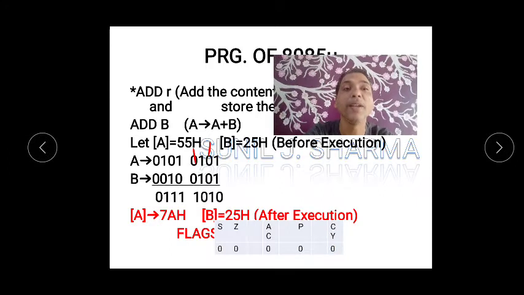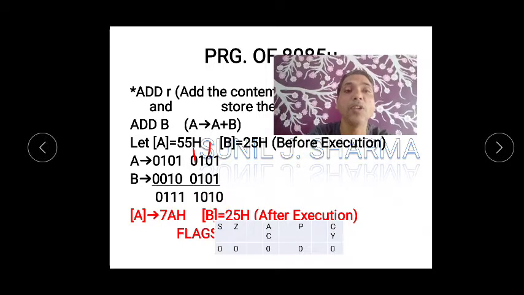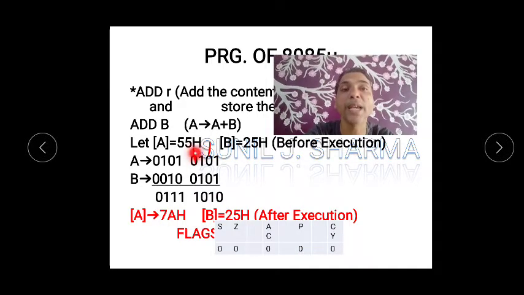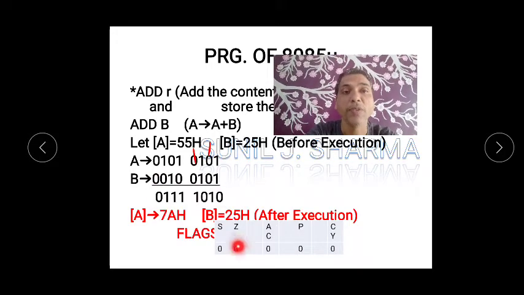Parity means you have to count the number of ones. Can you see this is 3 plus 1, 5? 5 is an odd number, that's why parity is 0. Auxiliary carry means if the carry is passed from D3 to D4, from the 4th bit to the 5th bit, then only the auxiliary carry flag will be set. So in this case it is not.